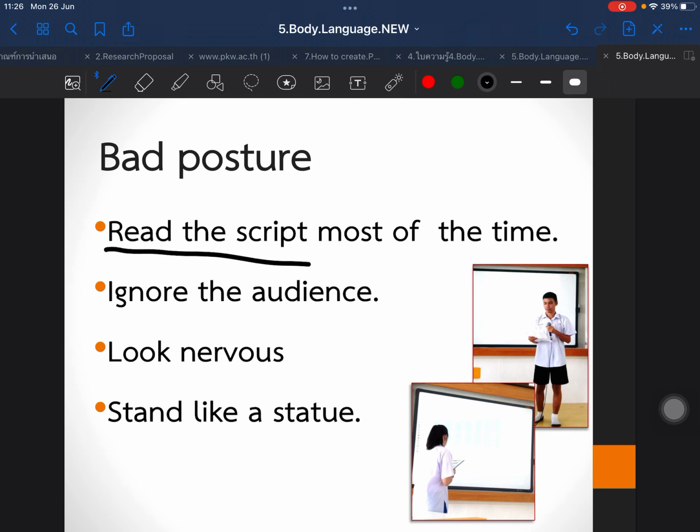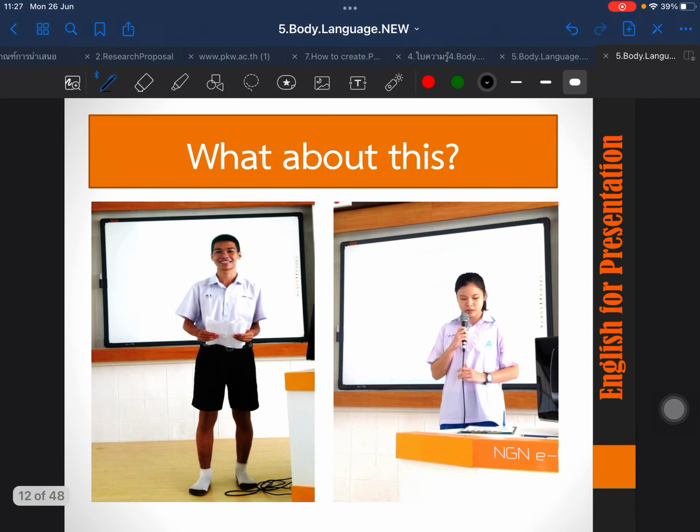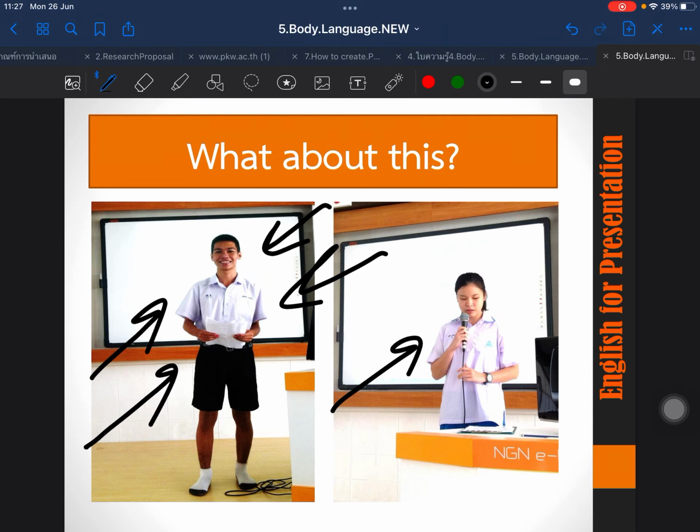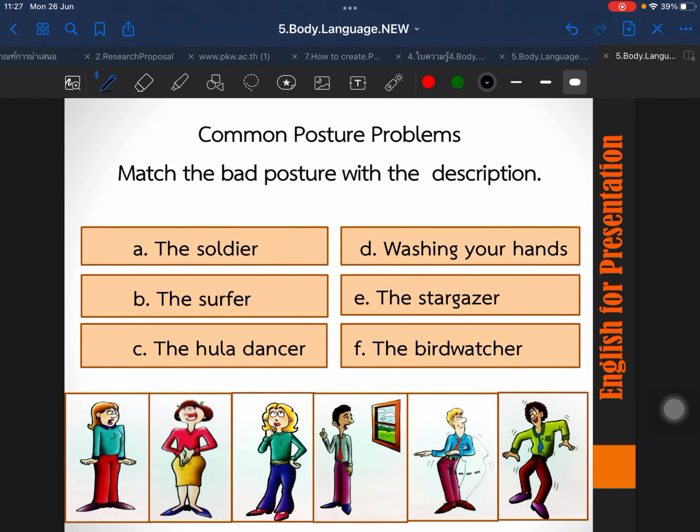So absolutely the way they are giving the presentation is not a good idea, because they read the script most of the time, ignore the audience, and look nervous, standing like a statue. So now they adjust themselves by turning to the audience, right? And also smile, and look so confident. They don't read much of the script. So this is good.